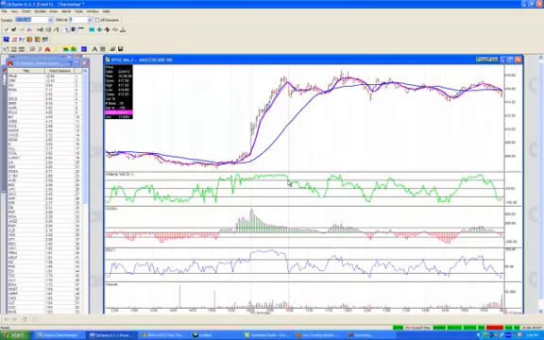These indicators start to fall off and go below the upper threshold line. That's going to get us out of the position. So it really depends on what's going on.